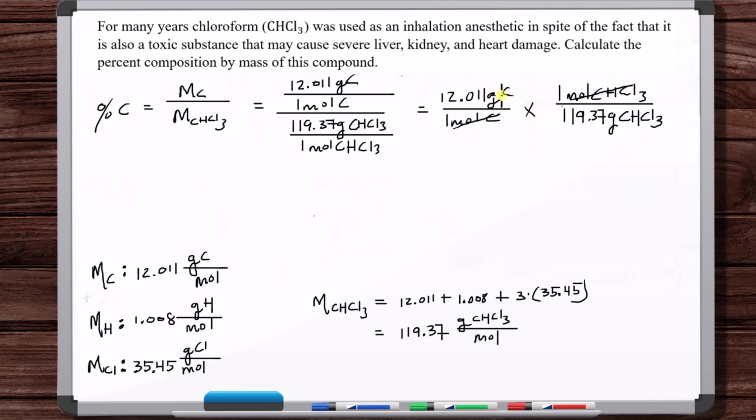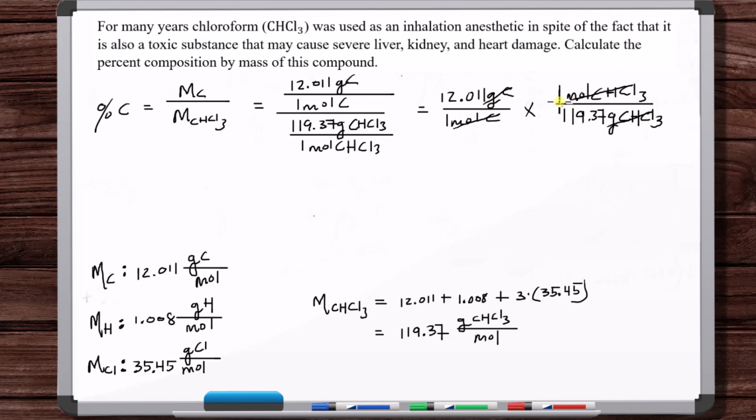Again, same idea. A gram of carbon and a gram of CHCl3 weigh the same thing. It's like saying what weighs more, a pound of bricks or a pound of feathers? It's the same weight. They're both a pound. This cancels.